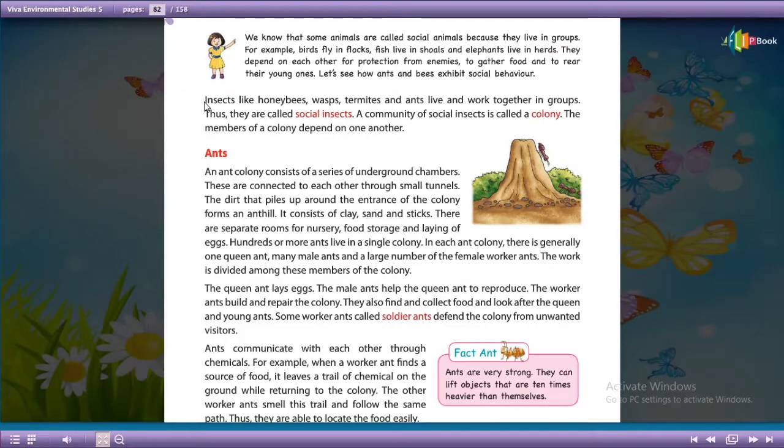We used to get honey from bees, honey bees.